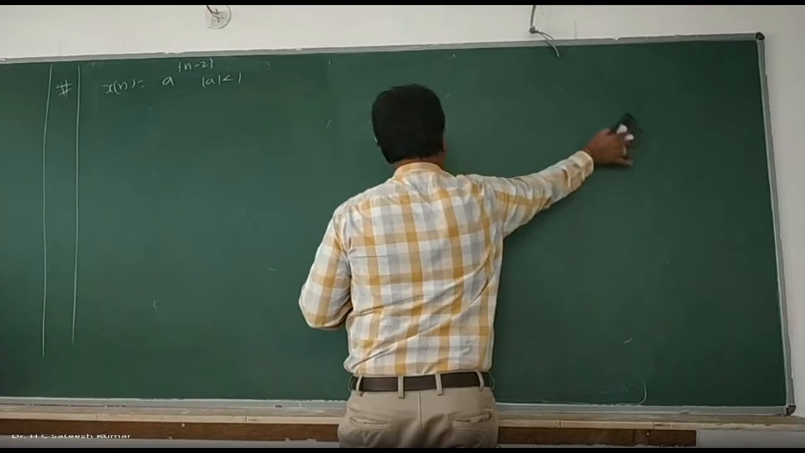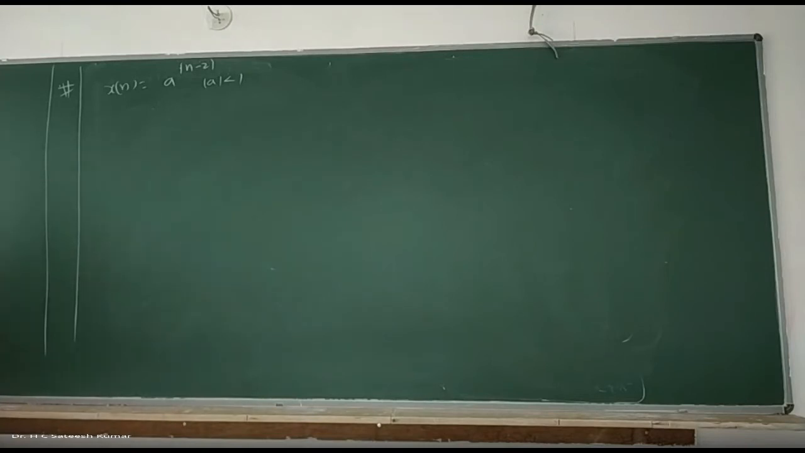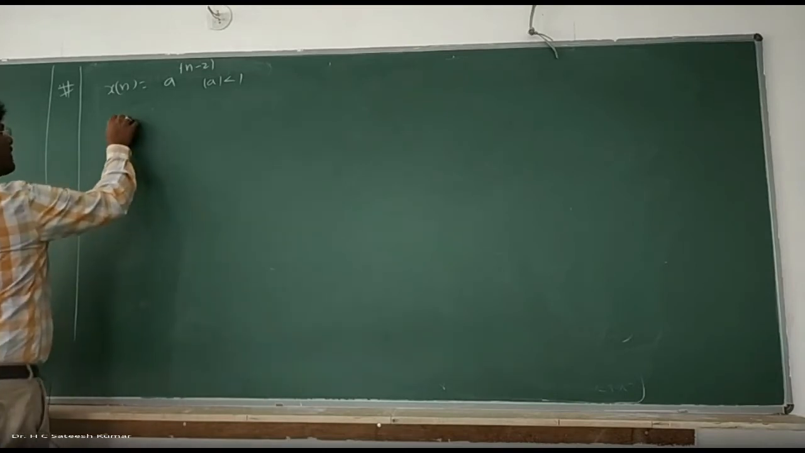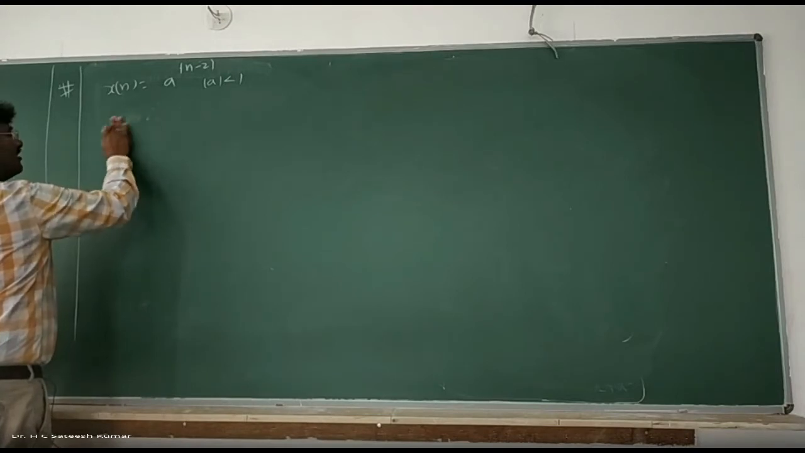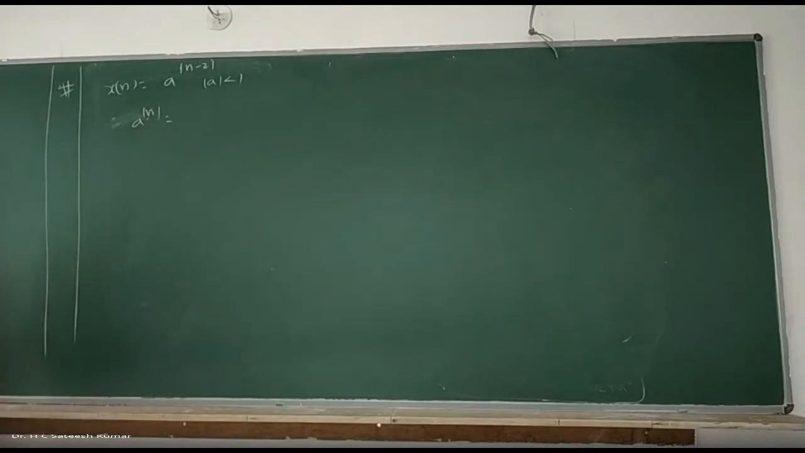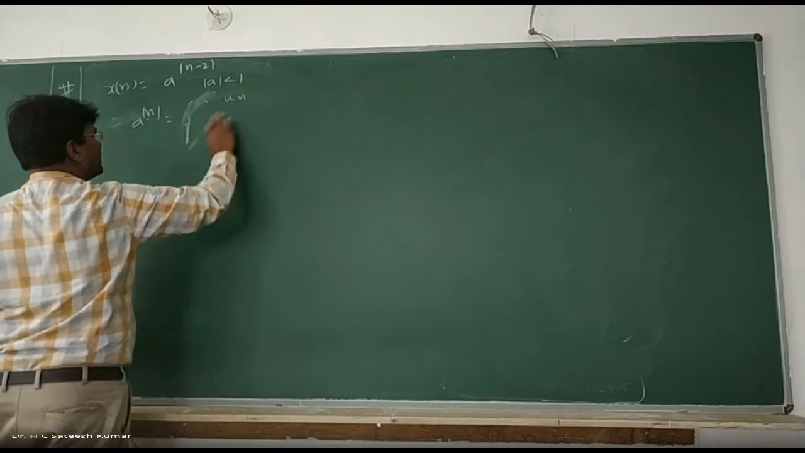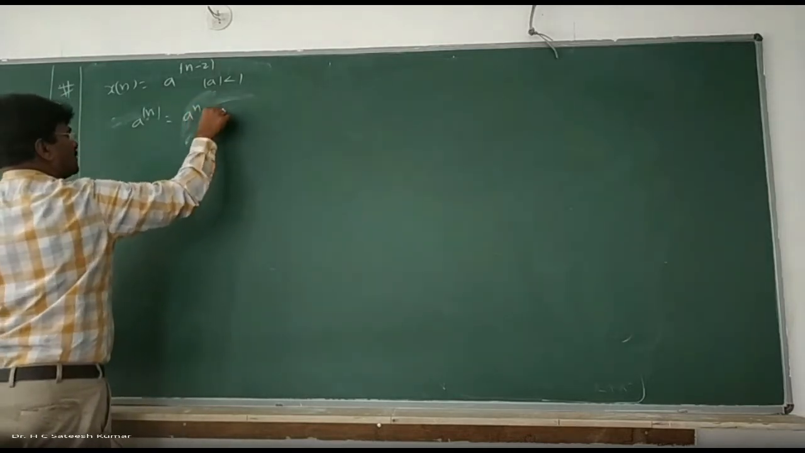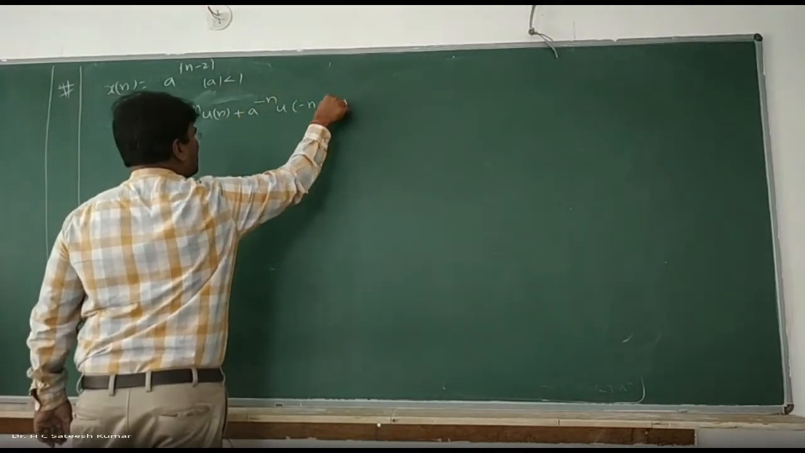If the magnitude of a goes greater than 1, its value becomes equal to infinity. Okay. How to do this? First you write down x of n is equal to a to the power of mod n. A to the power of mod n is a power n into u of n plus a power minus n into u of minus n minus 1.